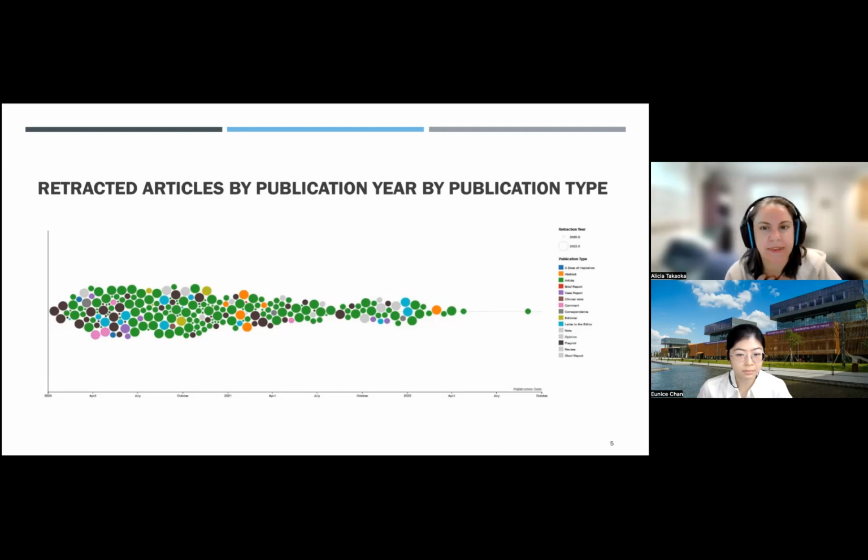The bee swarm is also organized by retraction year, which is denoted by size. The smaller bubbles were retracted in the year 2020, the mid-size bubbles were 2021, and the large bubbles are 2022. We can see that the rate of retraction really is different. Some articles have taken up to 2 years to be retracted, while others took way less time.